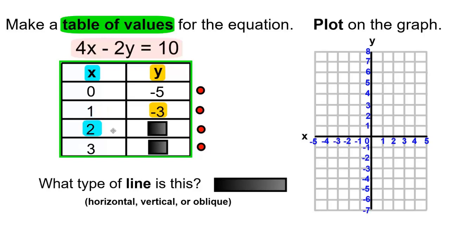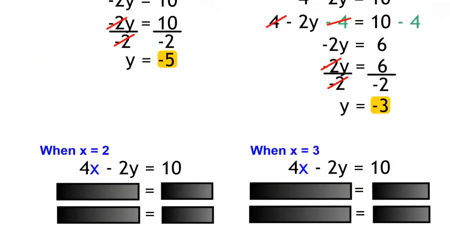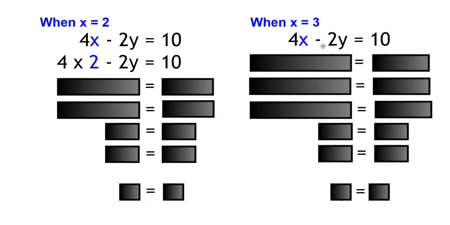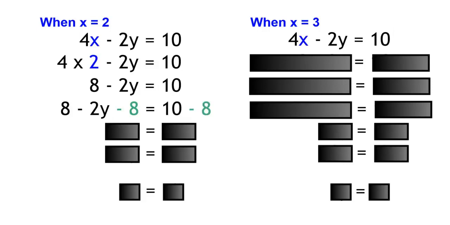When x is 2, what is the value of y? Replace x with 2 and solve. 4x minus 2y equals 10. 4 times 2 minus 2y equals 10. 4 times 2 is 8. So 8 minus 2y equals 10. To remove the 8, we'll subtract this side by 8. We therefore will subtract the other side by 8 as well.